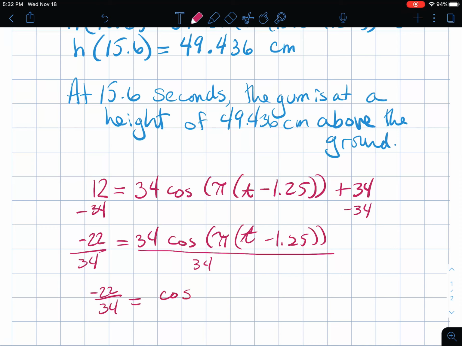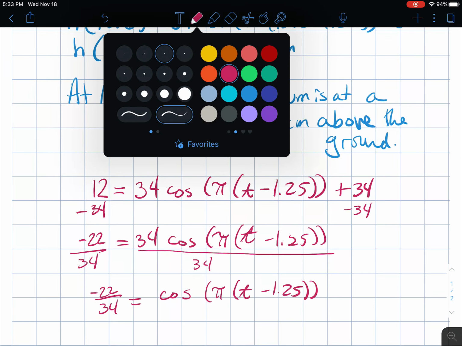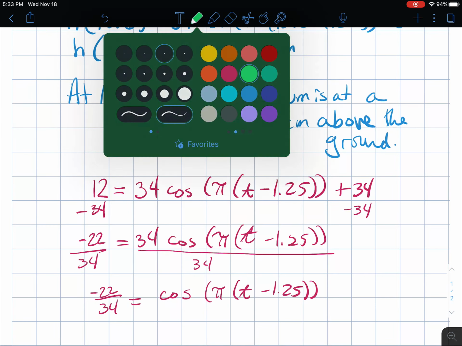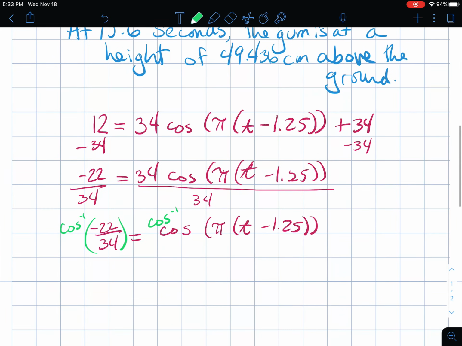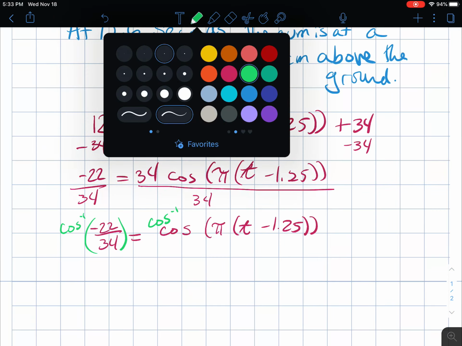And then we'll take the inverse cosine of both sides, because that's how we're going to undo that. And then we're going to use the calculator, which remember, the domain has been restricted, right? So we gotta be real careful with these because the calculator is gonna give you an answer, but it's only gonna give you that restricted one.